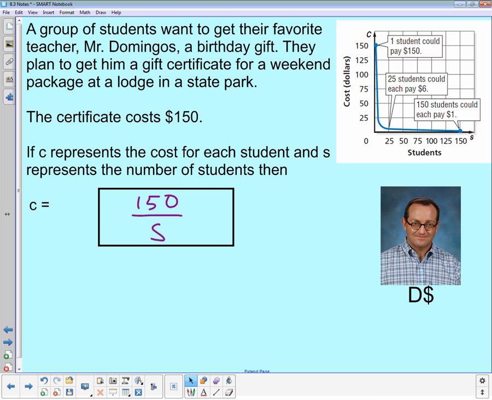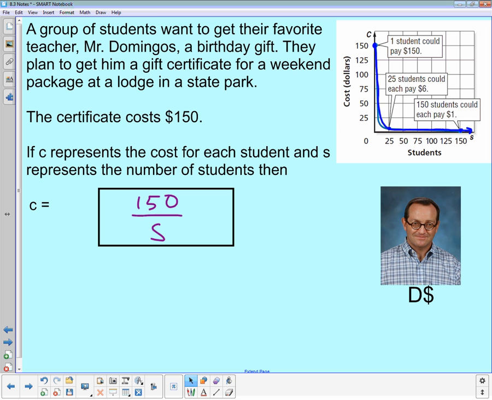Obviously, when we take a look at this graph, if I have one student that's paying, that means that student has to spend all 150 bucks. Now, the more students that pay, the less amount they each have to pay. If 25 students pay, then you're down to only paying 6 bucks. If all 150 students that he has pay, then each student only has to pay $1. And you get this kind of curved function. Take a note that it doesn't ever cross the x-axis, nor does it cross the y-axis. It just simply approaches them. Okay, so we're going to be graphing some of those rational functions today.